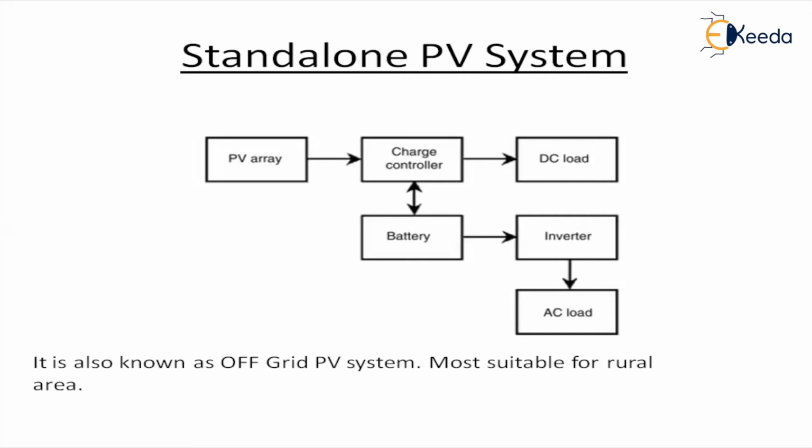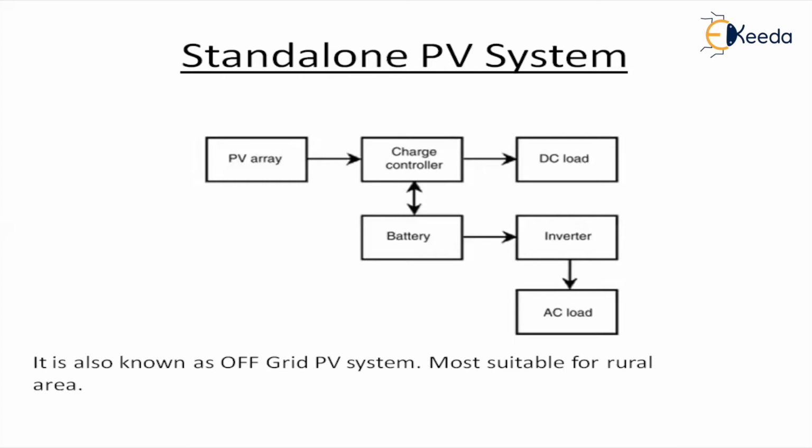It is also known as the off-grid system, meaning it is not connected anywhere to the electrical grid which is available. So it is only standalone. This kind of system is more suitable for rural areas where the cost of installing transmission lines and getting an electrical grid there is high. In that case, you give the standalone system provision.